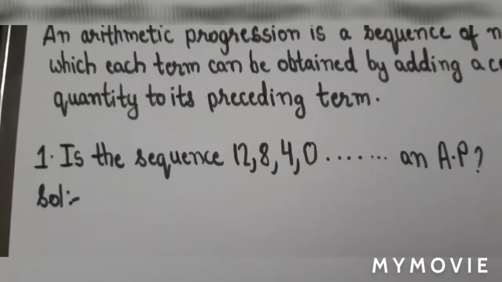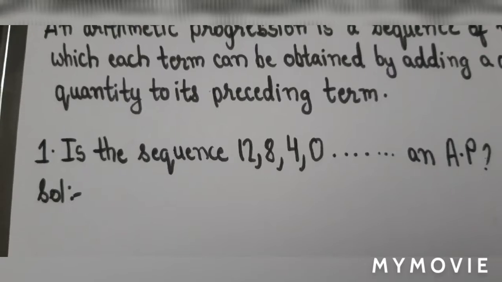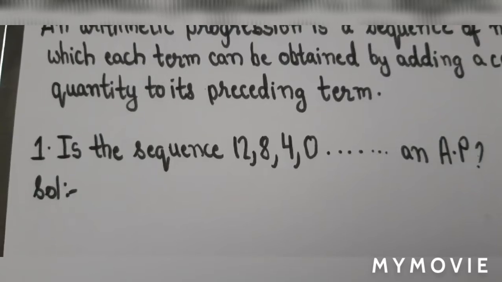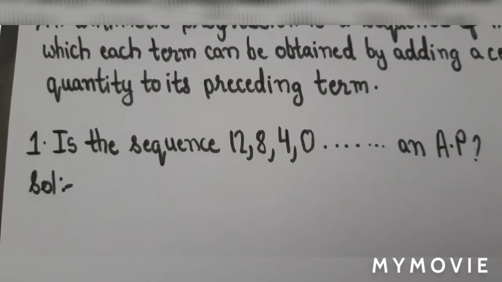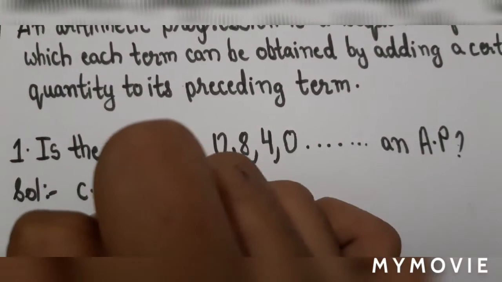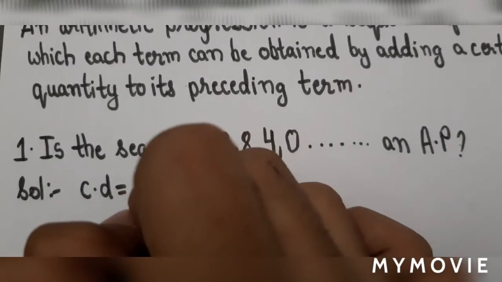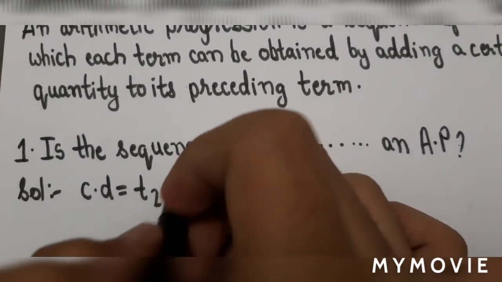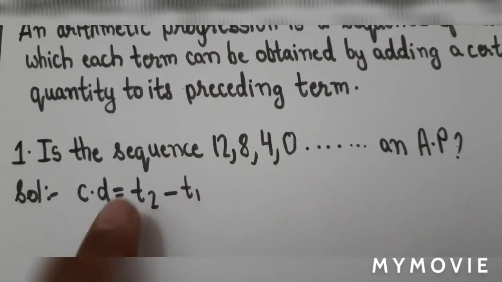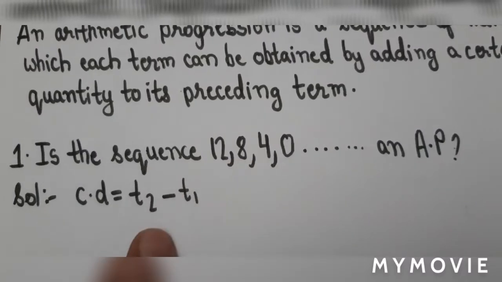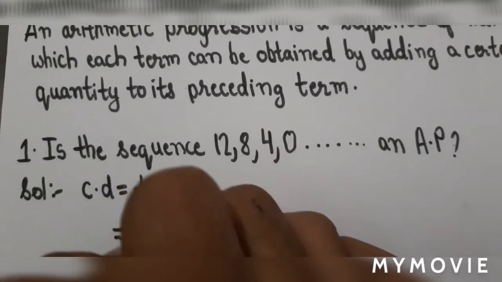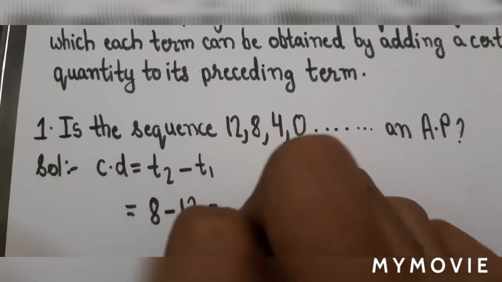So friends, our first question is: is the sequence 12, 8, 4, 0 an AP? So we should check. For checking, we should find the common difference of it. For finding the common difference, you should subtract: CD is equal to T2 minus T1. T2 means the second term, which is 8, and T1 means the first term. So subtract the first term from the second term, 8 minus 12. So we'll get minus 4.